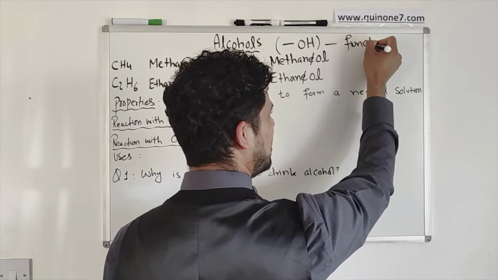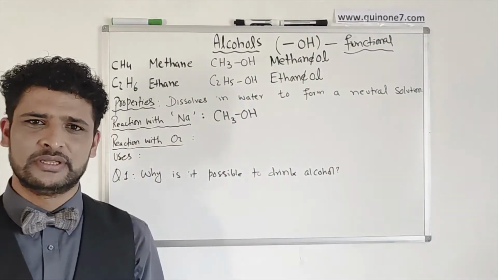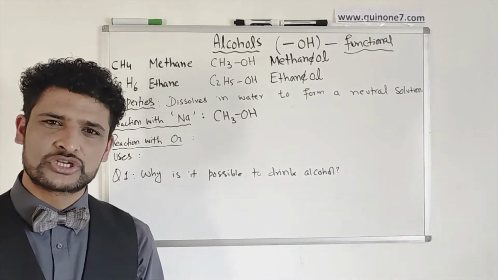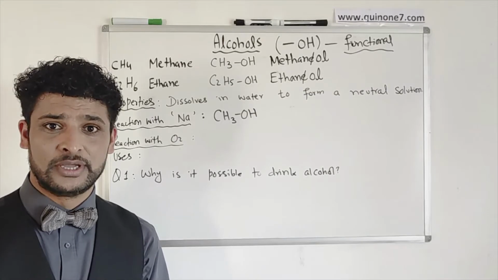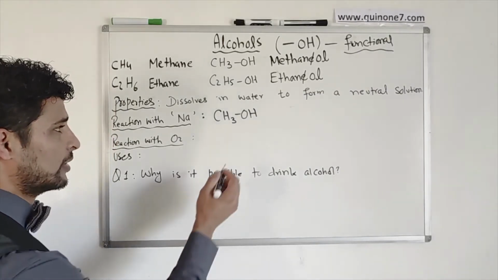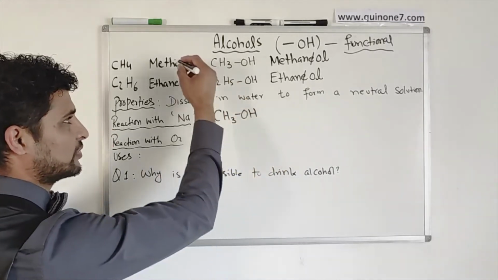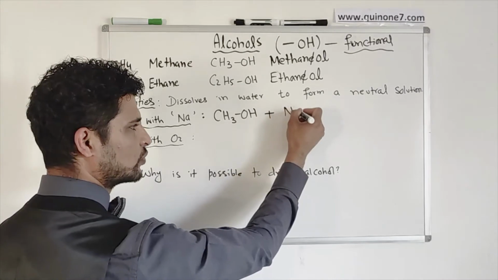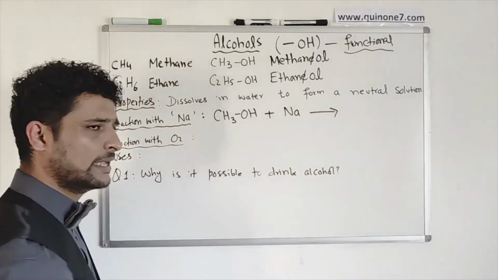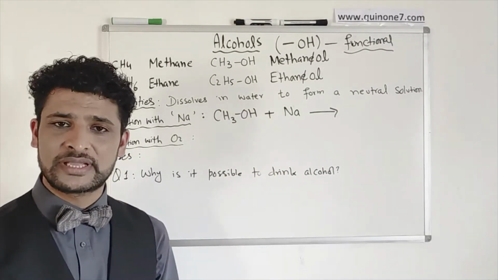So if it's a one-mark question in the exam, what is the functional group of alcohol? You would say OH is the functional group to represent the alcohol. Now this is methanol. When any alcohol, whether methanol, ethanol or propanol, reacts with sodium metal, it will take this hydrogen out. So it will produce salt and hydrogen gas.